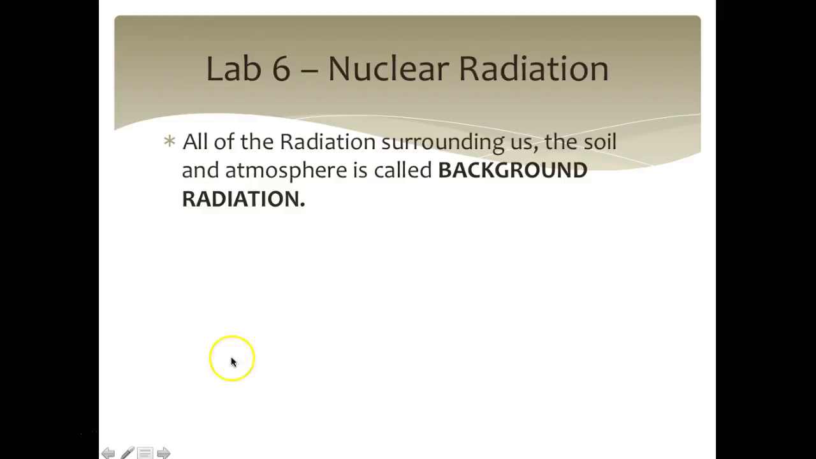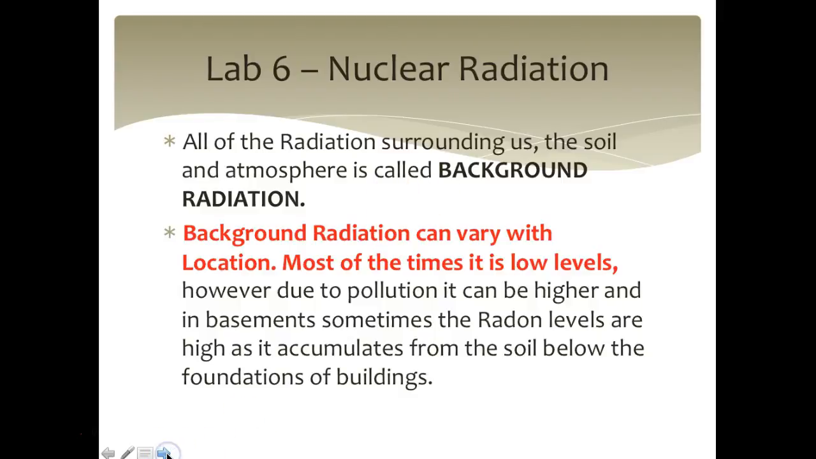All of this radiation is the background radiation, and it can vary from location to location. Like I said, if there's more pollution in a place, it'll be higher. Less pollution, it tends to be lower. Also, the heavier radiation, like radon, can accumulate in the foundations of old buildings. So there's always going to be an inspection of the basements done on a regular basis, and the health inspectors are always going to check for radiation levels.